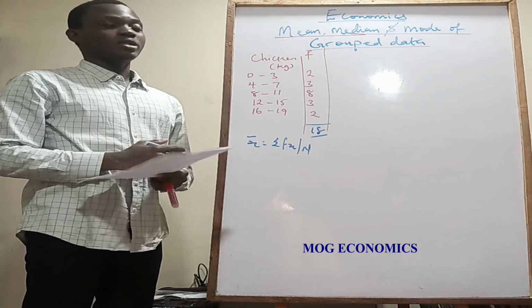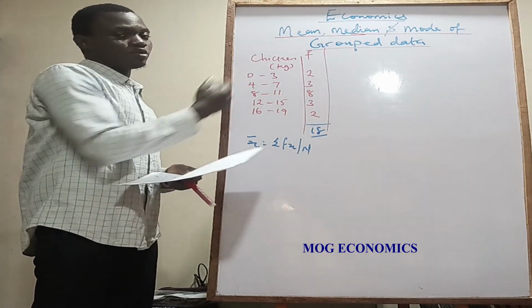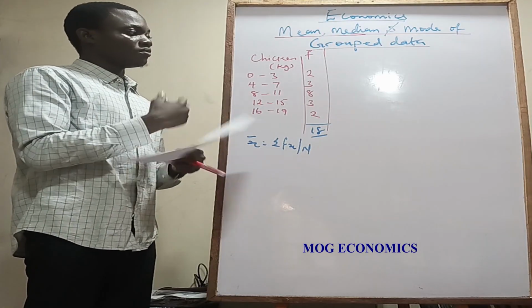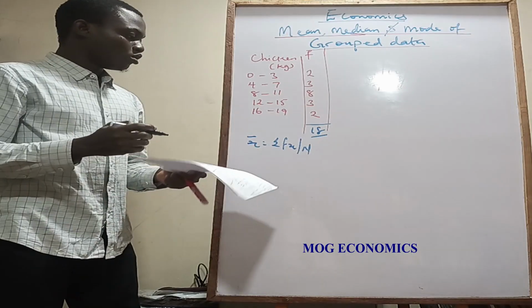So people bought chicken. Those that bought between 0 kg, those that didn't buy at all, to 3 kg, you have 2 of them. People that bought between 4 kg of chicken to 7 kg of chicken, you have 3 of them, and on and on like that.